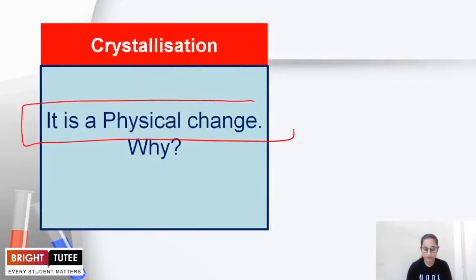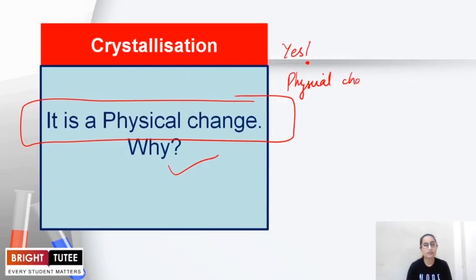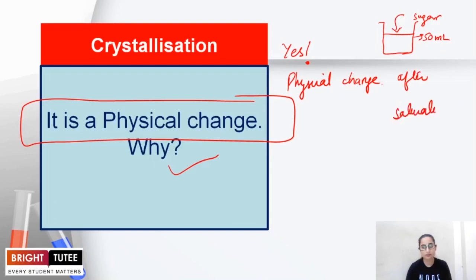Now, it is a physical change. Why do you say that? Yes, it is a physical change only. How is it a physical change? Let us look back to the sugar experiment again. You had 50 ml of water, right? You added sugar to it. After saturation, sugar separated out, right? And settled down at the bottom of the container. Sugar separated out of the saturated solution.